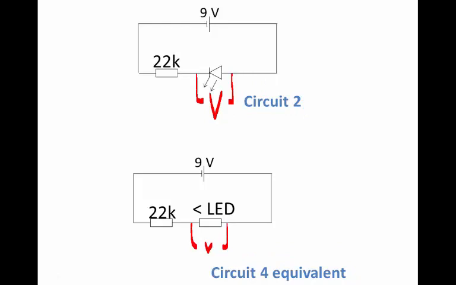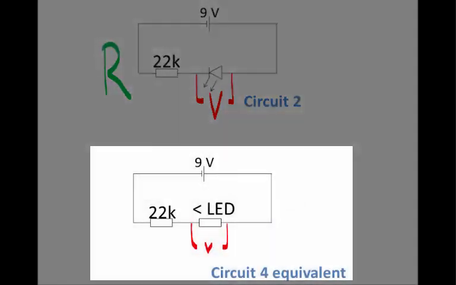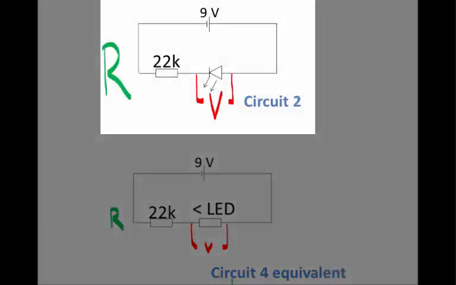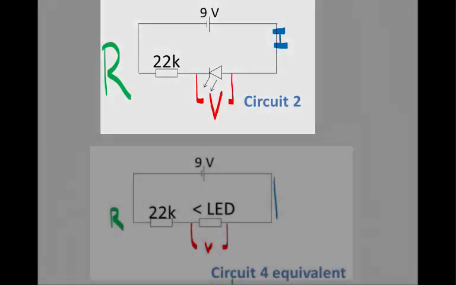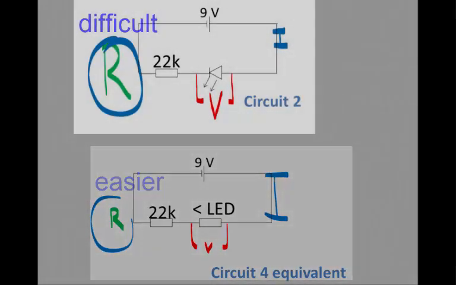So we can see that circuit 2 has a higher total resistance because it's 22K plus whatever the resistance of the LED is. That's higher than circuit 4's resistance because circuit 4's resistance is also 22K but added to something less than an LED. So the answer must then be less than in the case of circuit 2. And so the current strength through circuit 2 must be lower than through circuit 4 because circuit 4 is an easier circuit than circuit 2 is.